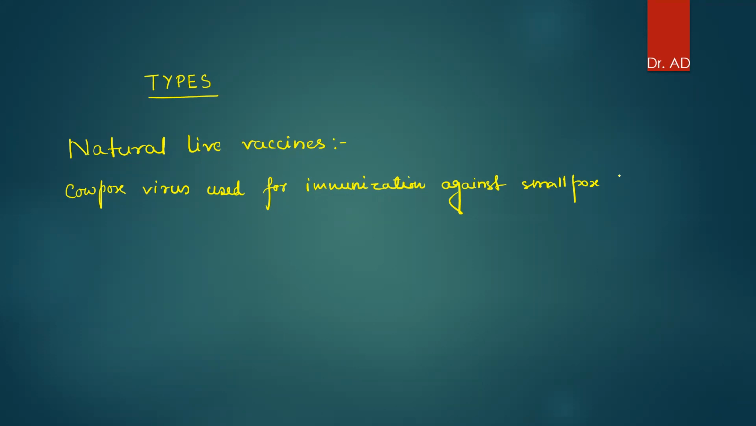Apart from this, simian rotavirus, this is used in vaccinations against gastroenteritis. This rotavirus belongs to the rotaviridae family of viruses, and this virus causes gastroenteritis among children, which manifests as severe diarrhea, vomiting, and is also responsible for more than 5 lakh deaths per annum in developing countries.